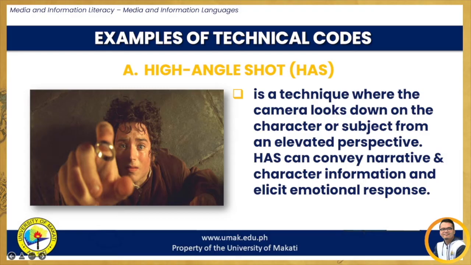High-angle shot. A high-angle shot is a technique where the camera looks down on the character or subject from an elevated perspective. A high-angle shot can convey narrative and character information and elicit emotional response. In this high-angle shot, we see Frodo Baggins, one of the major characters in The Lord of the Rings, and he's often powerless beneath the ring, like it's pressing down on him.